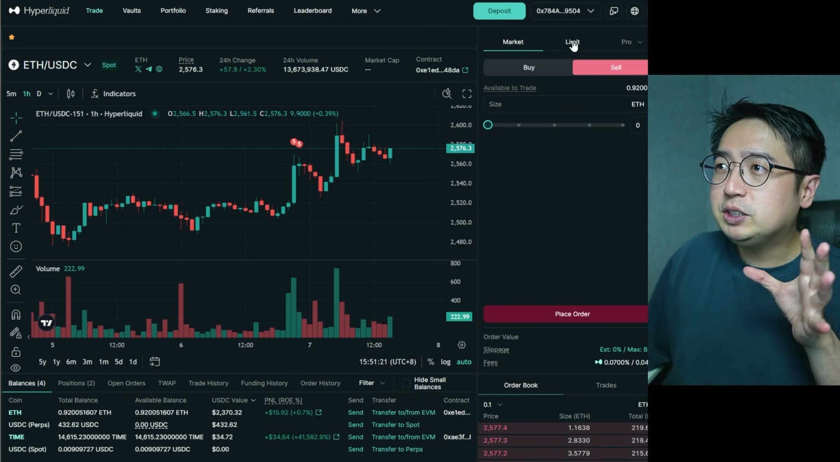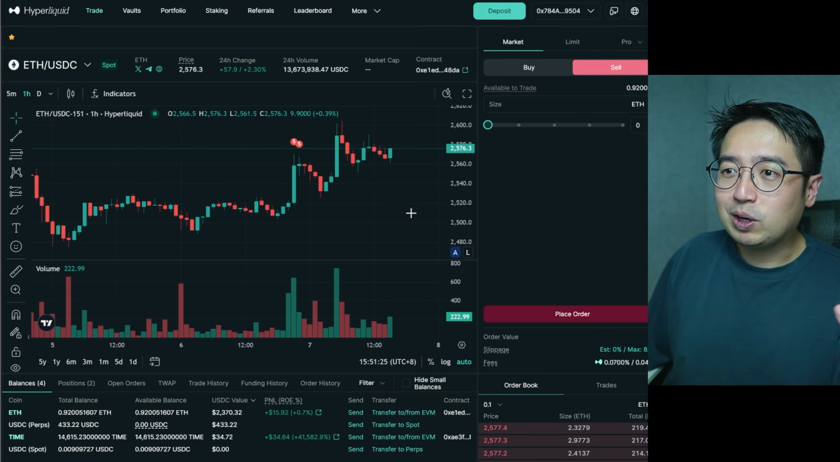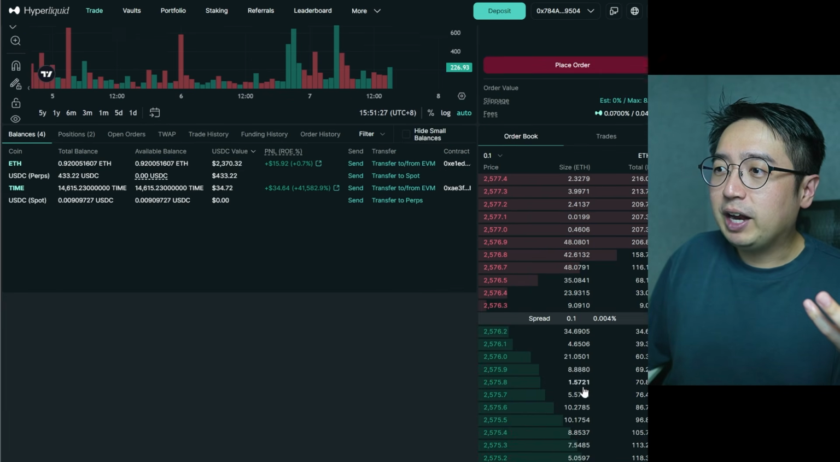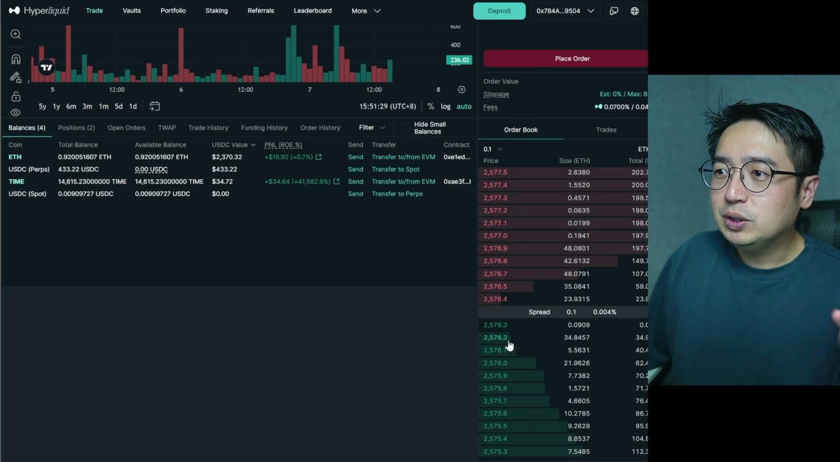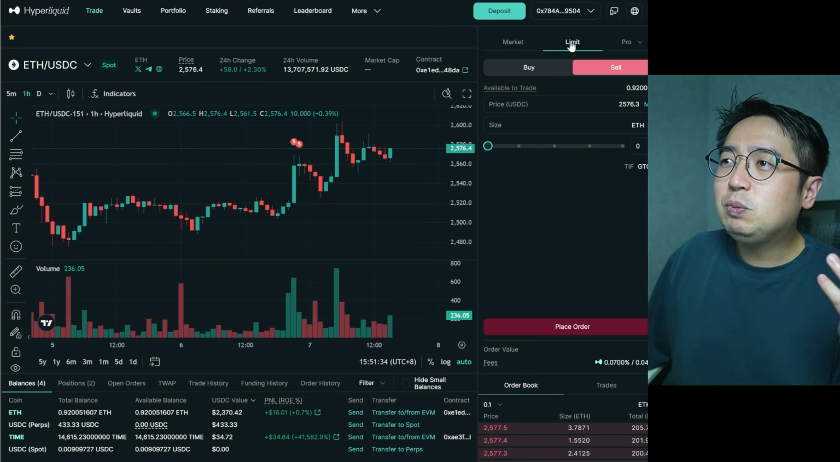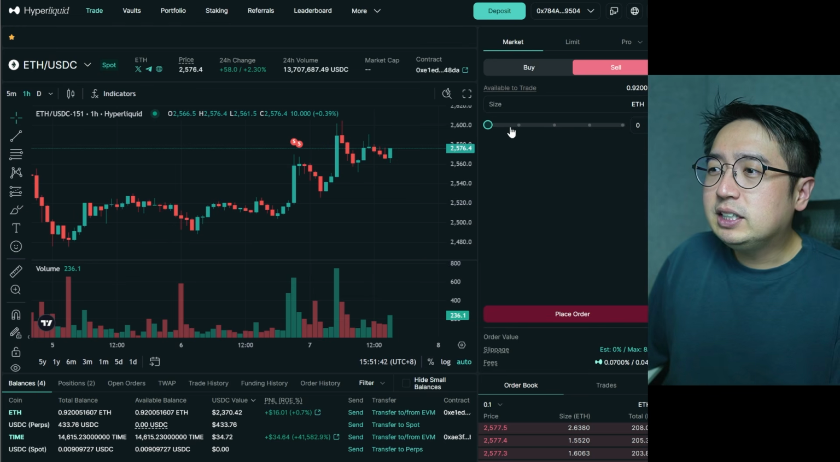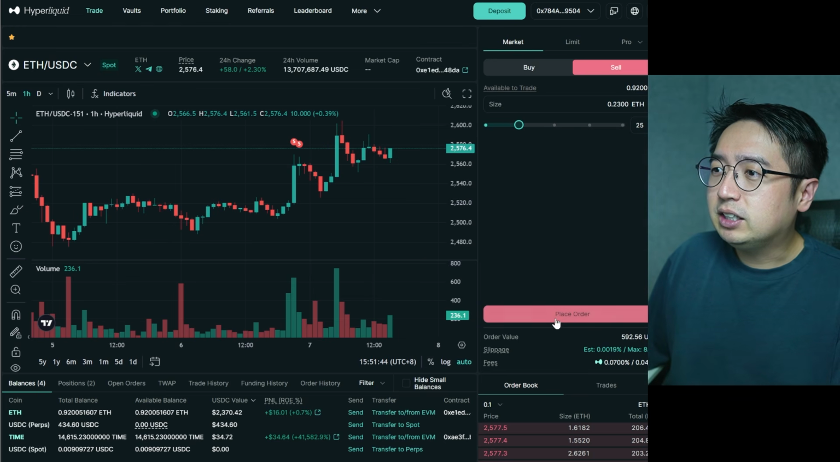We have a few options at the top right here: market, limit, or pro. Market is a market order, so we sell at whatever the order book is at. We just take whatever people are offering. With limit, we set our own price, and with pro, we can do scale or a time-weighted average price. So we're just going to use a market sell, and I'm just going to sell a little bit of ETH.